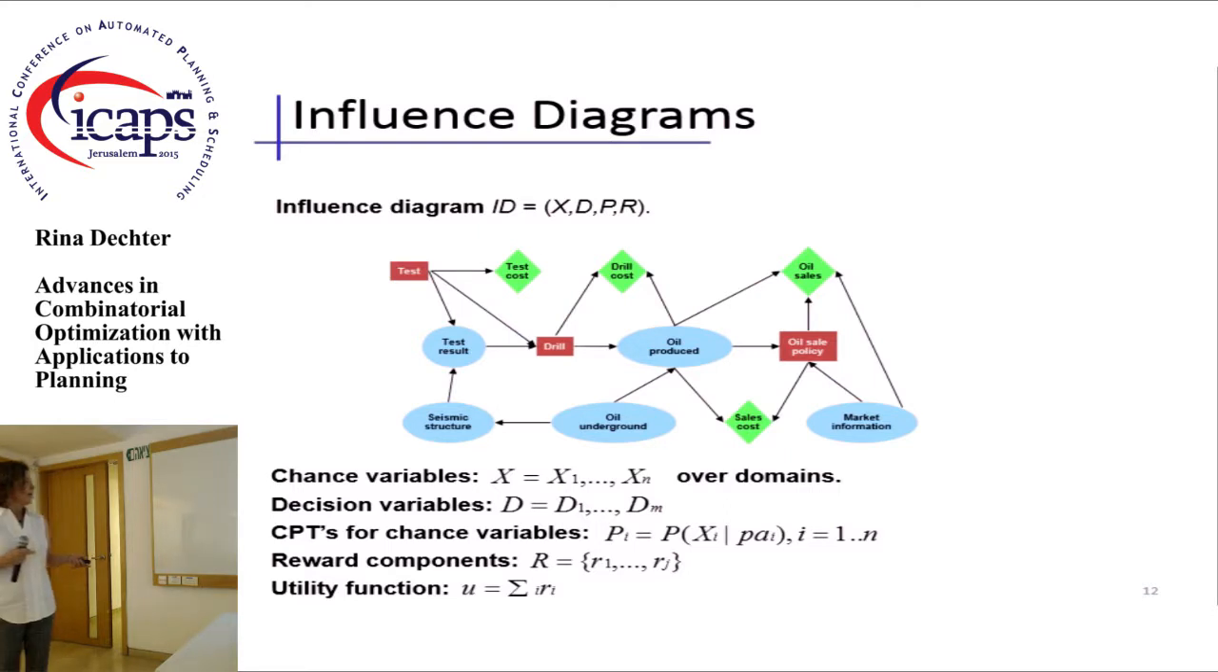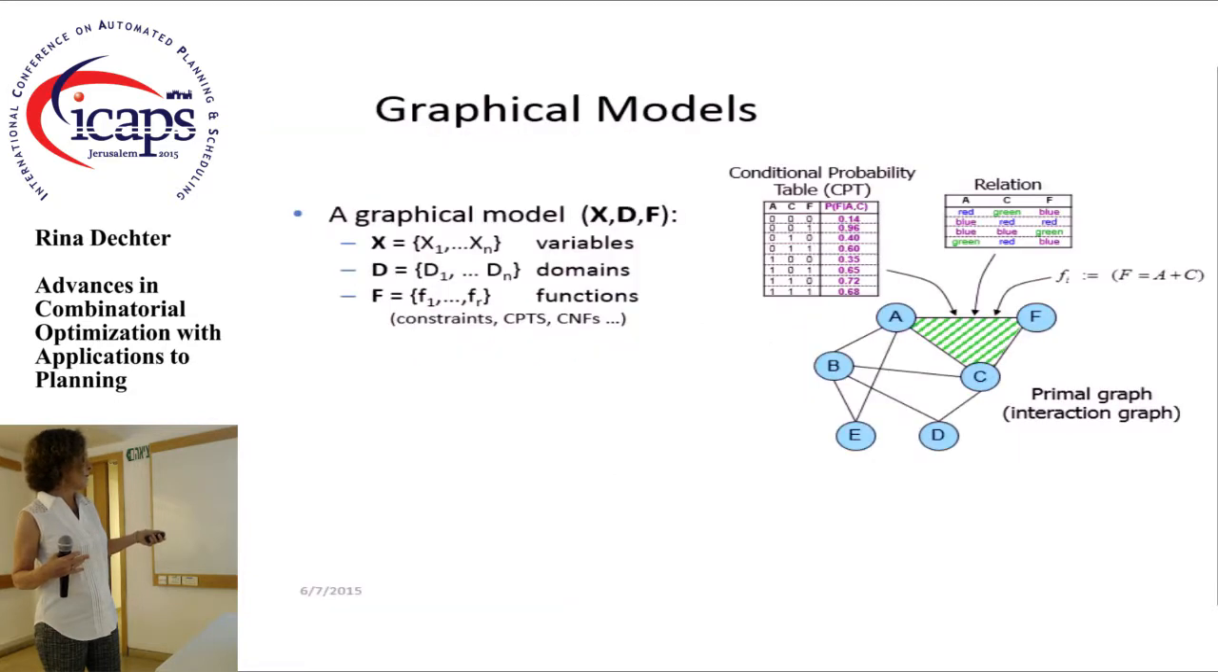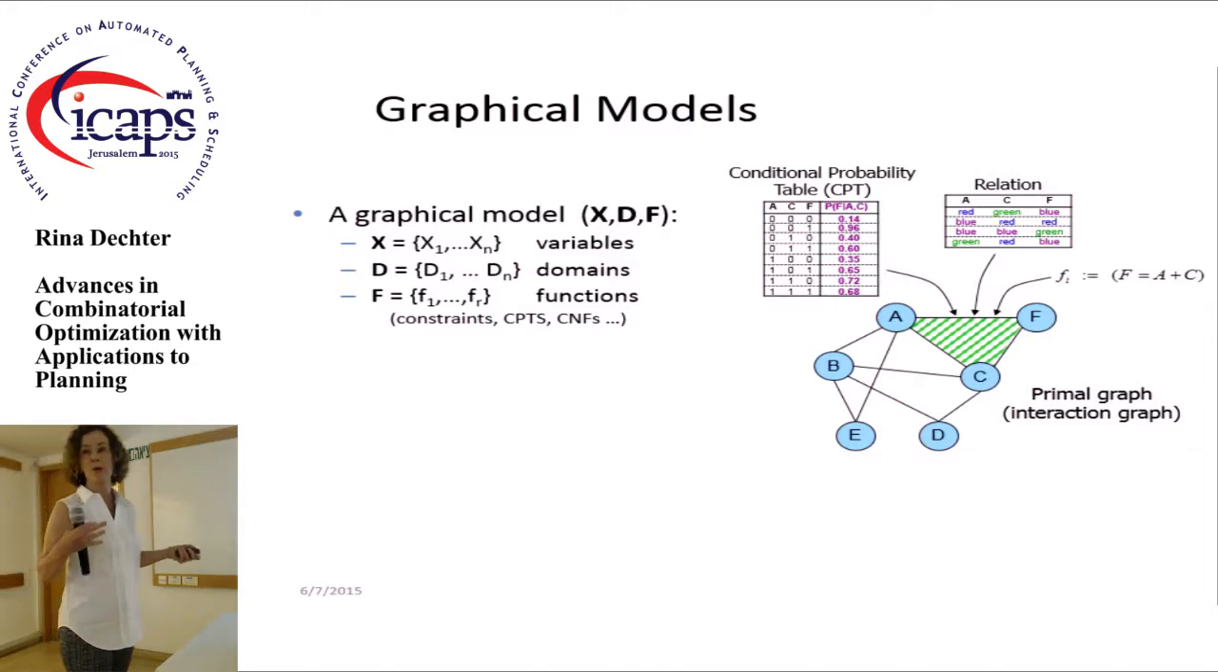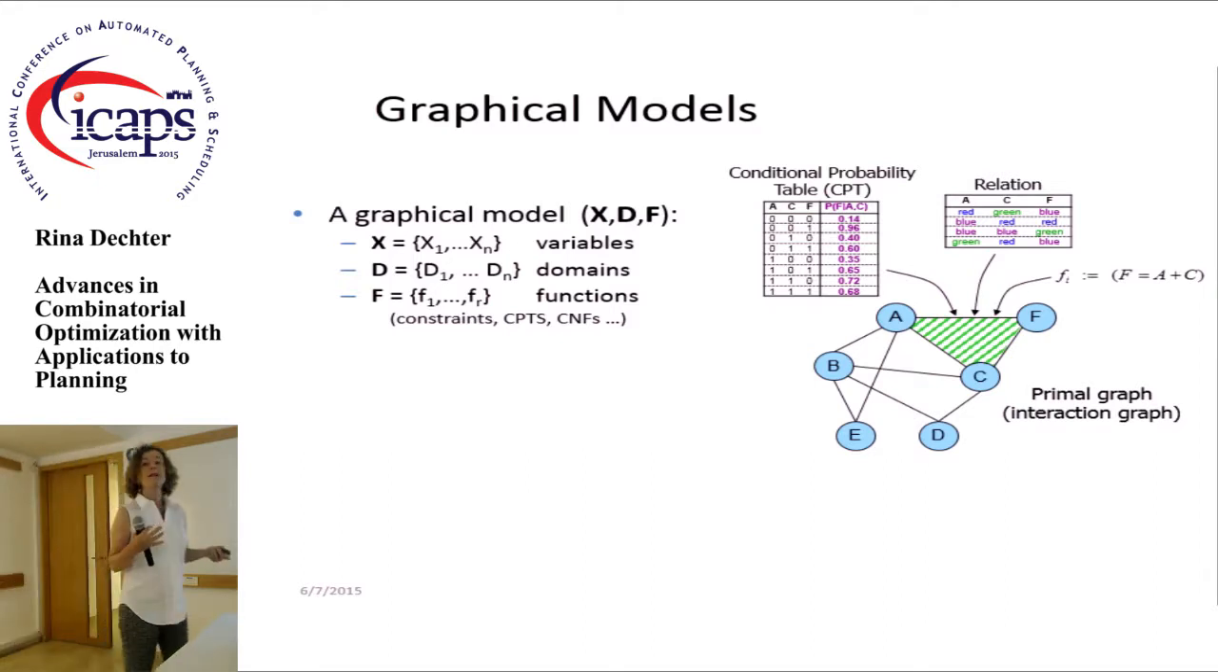So all in all, a graphical model is just this triplet of variables, domains, and functions, and the functions can be CPTs or relations or costs. On the abstract layer, they are all unified by this graph. The definition of the graph is the same. Even in the case of influence diagram, we can give a definition that will capture what depends on what.